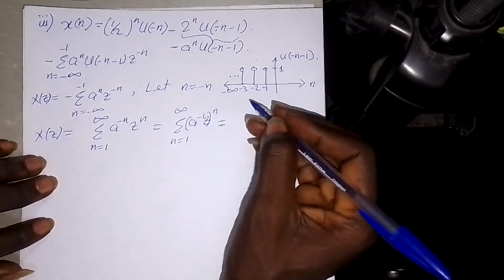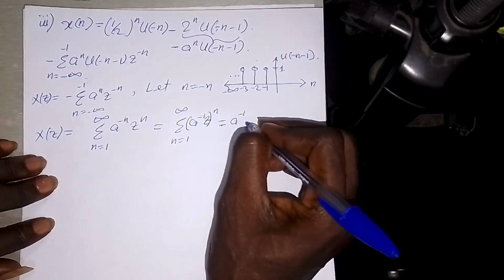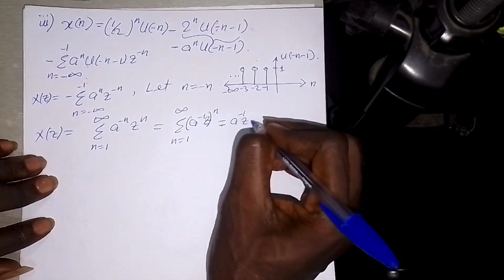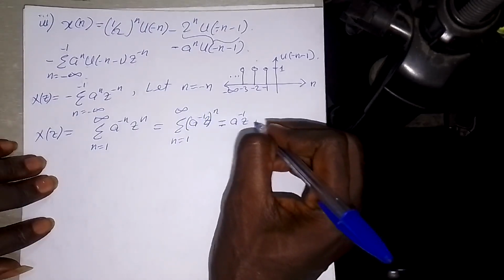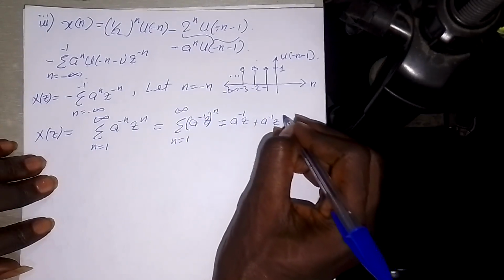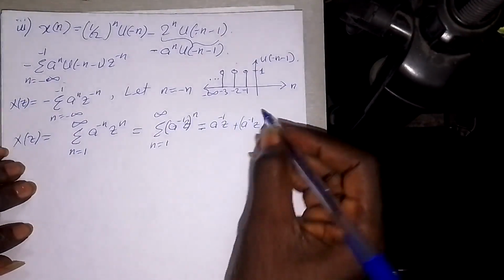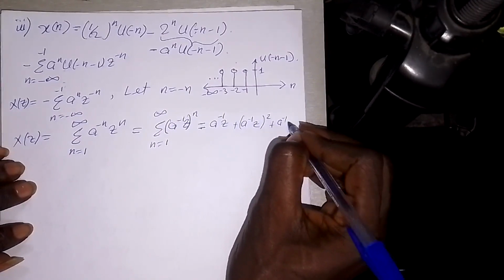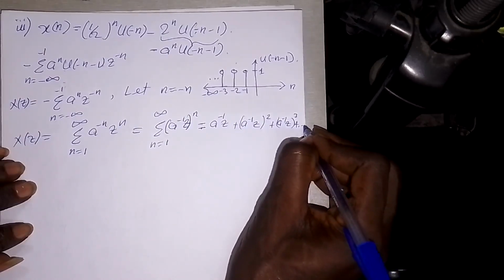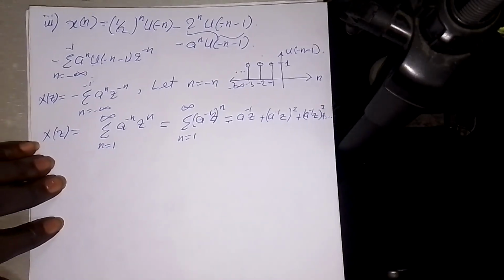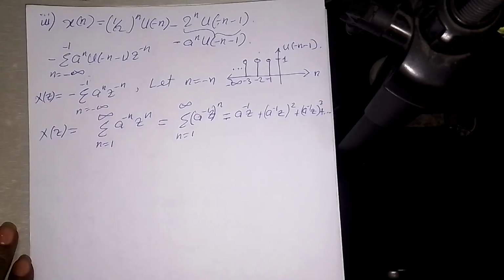If I put in 1, what will I have? I will have A minus 1 into Z. If I put in 2, what will I get? I will have plus A minus 1 into Z, and here it will be squared. If I put in 3, I will get A minus 1 into Z cubed, plus it goes on to infinity. So basically, these are some of the things that I can get with respect to this sequence.